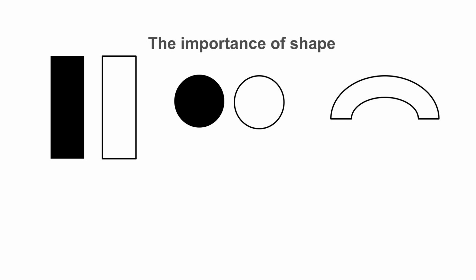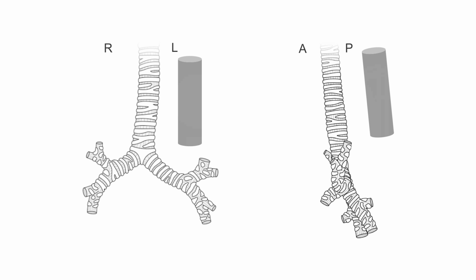Shapes that can be identified on X-ray are rectangles, both black and white, circles, both black and white, and arches. The trachea is a hollow cylinder. If the X-ray beam direction is perpendicular to the trachea, we can predict that the shape of the trachea on the X-ray will be a rectangle. And this is both on the PA and on the lateral projections.